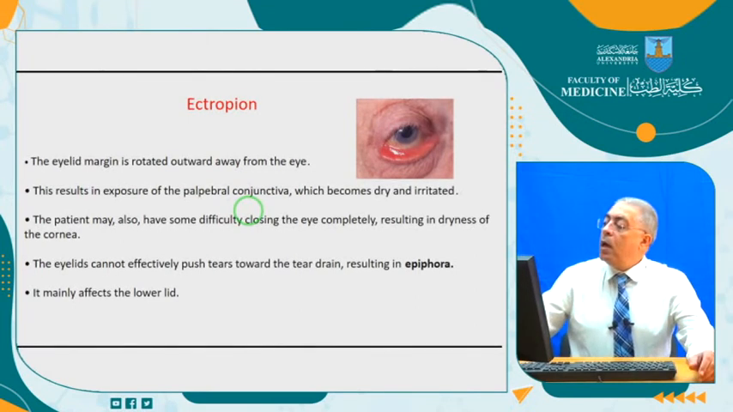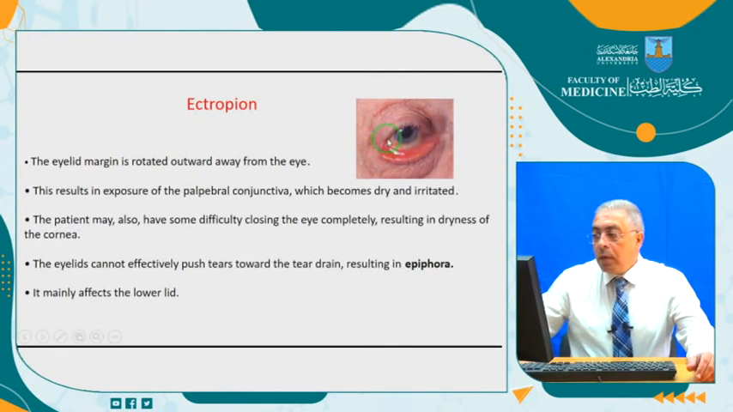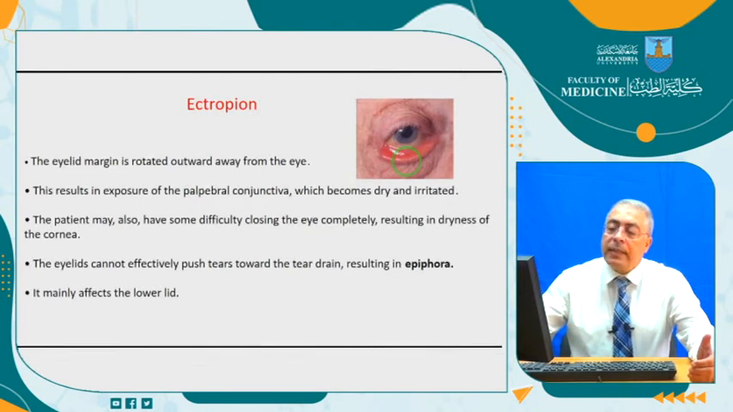You know, the tears are drained from the punctum here. Now the punctum is away from the ocular surface. Our tears move by capillarity over the lid margin to reach the punctal areas. Once the lid margin is not opposed to the globe, the tears start to overflow. This symptom is called epiphora. Epiphora means overflow of tears in spite of normal secretion.